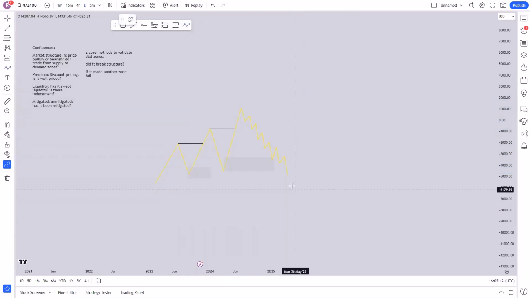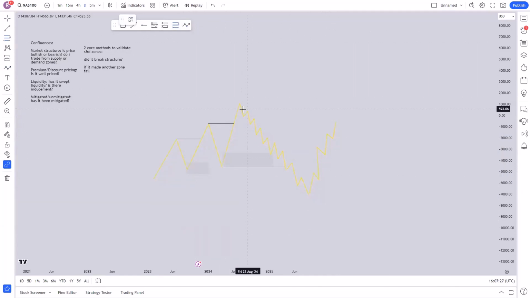We could break this price, okay? So then what would that show? That would show that we have a daily change of character, okay? That would show that price has now flipped bearish. What would we then look for? We would look for price to come back up within our discounted range, hit a supply zone because now supply has stepped in, and then look to go short. Does that make sense?